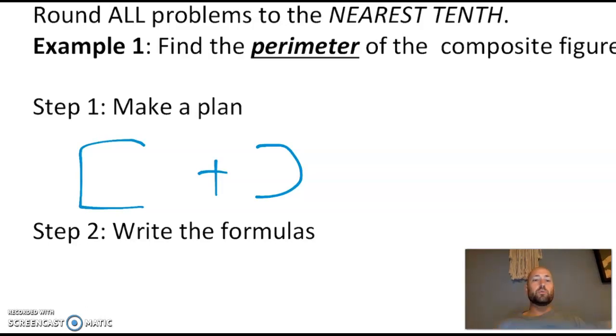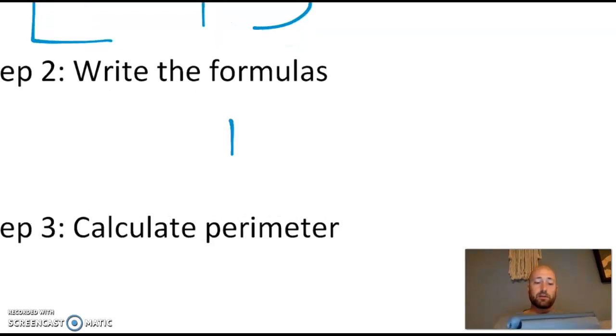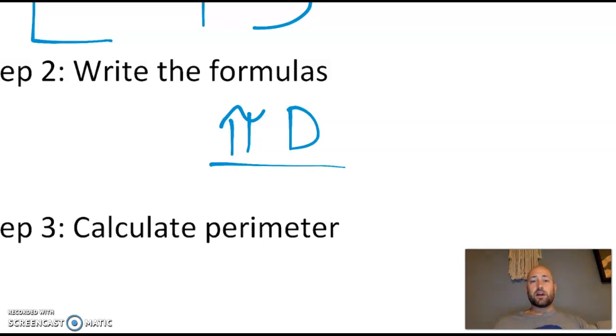Now, this is a plan that I understand. Your plan can be more specific, but I also want to write down what formulas I'm going to use. For the three flat sides, I'm just going to add those together. I don't need a formula. For that semicircle, I'm going to use the circumference formula, pi d, and then divide that by 2 because that's only half of the circle that I need.